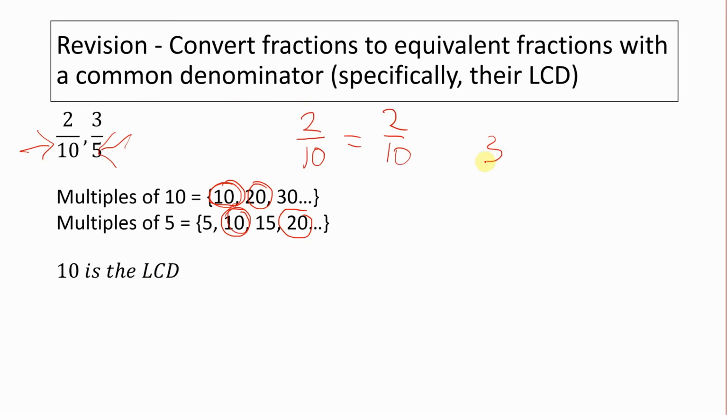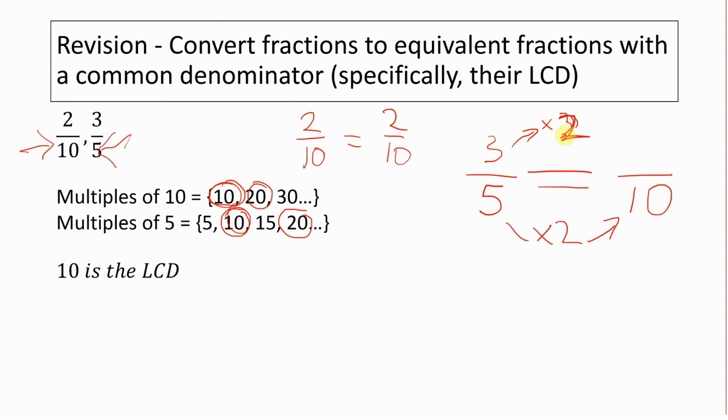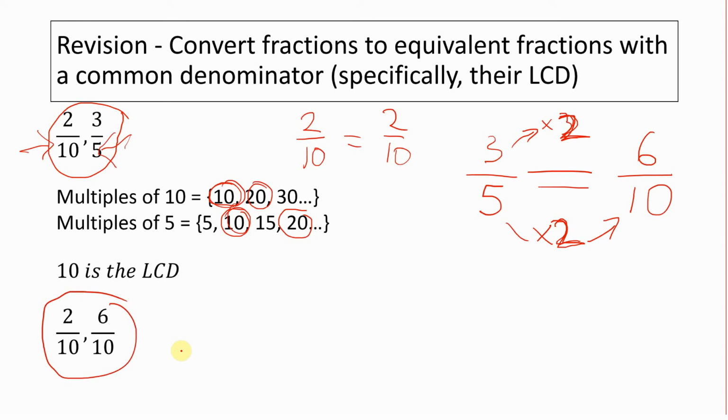So 3 over 5, something over, equals something over 10. So what did you multiply 5 by to get 10? Yep, it's multiplying by 2. So therefore you must multiply 3 by 2. These two have to be the same number, which was a mistake I was about to make. So 3 times 2 is 6. So the equivalent fractions of 2 over 10 and 3 over 5 is 2 over 10 and 6 over 10.